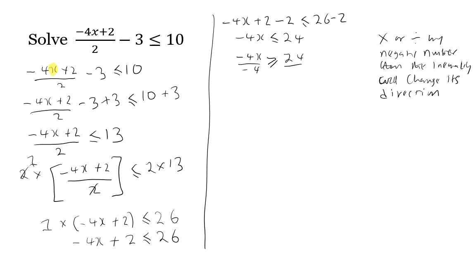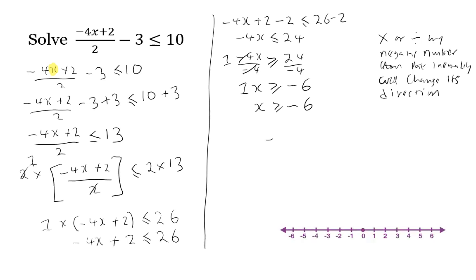Then 24, we also must divide this side by minus 4. So here minus 4 goes into minus 4 just once. So we'll just have 1x is greater than or equal to 24 divided by minus 4. This is minus 6. So we'll just be left with x is greater than or equal to minus 6. And using the real number line, we can see minus 6 is here. And since it is greater than or equal to minus 6, it is anything from this minus 6 going up to plus infinity.